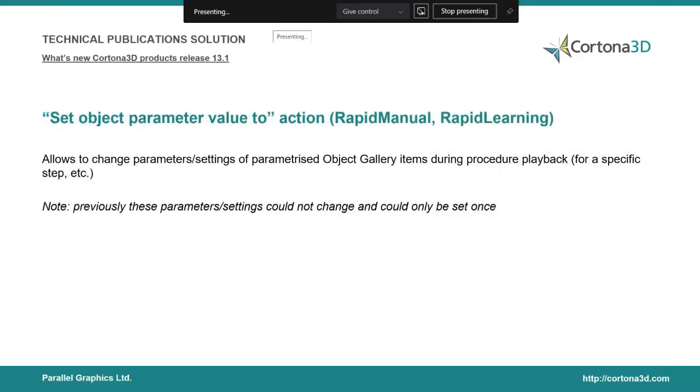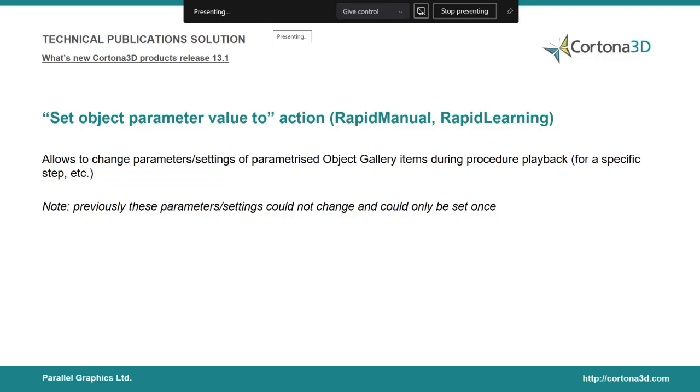And lastly, it can be used with this new object as well. So a good opportunity to show two features at the same time. We have a new action in RapidManual and Rapid Learning called set object parameter value to. It applies specifically to parametric items from object gallery.